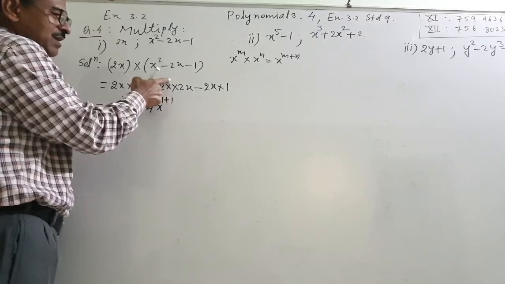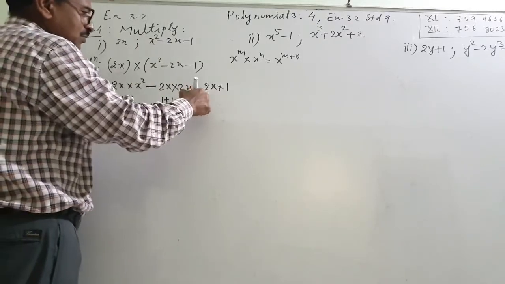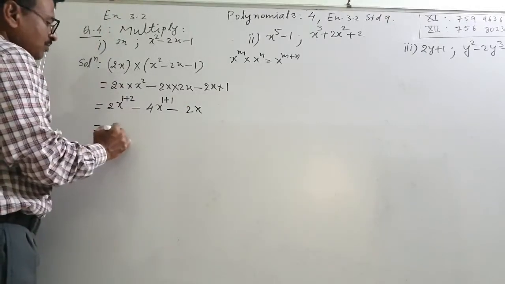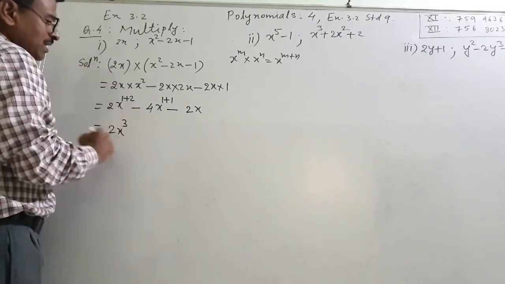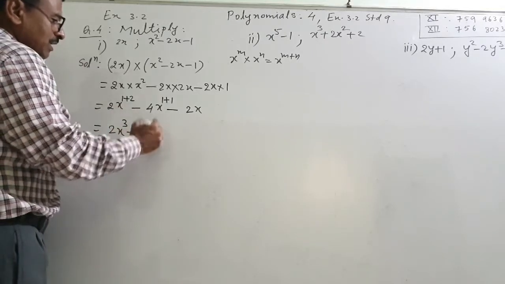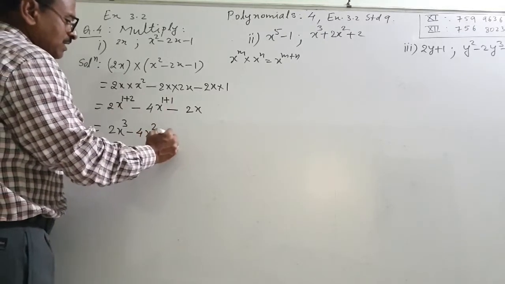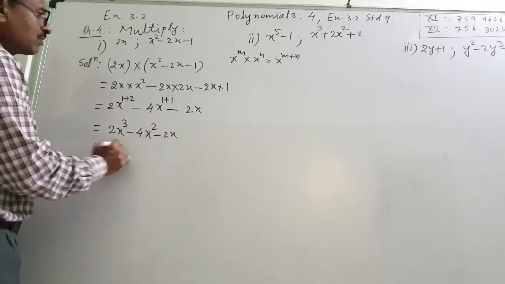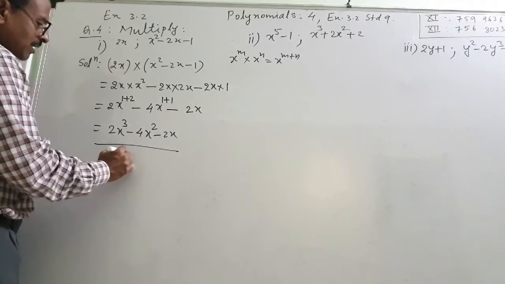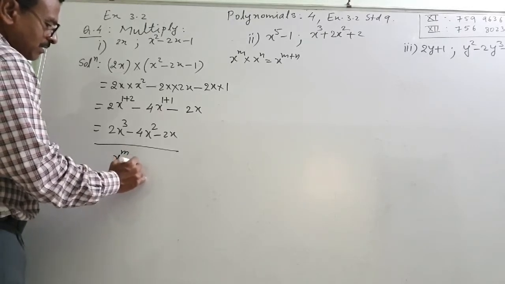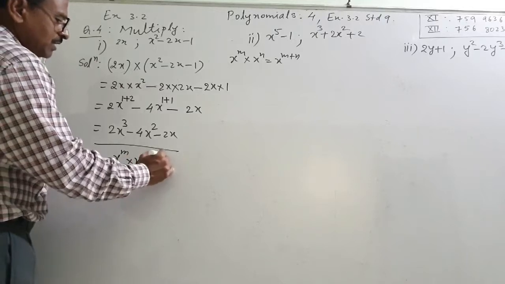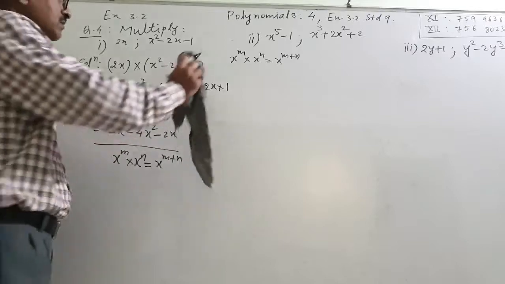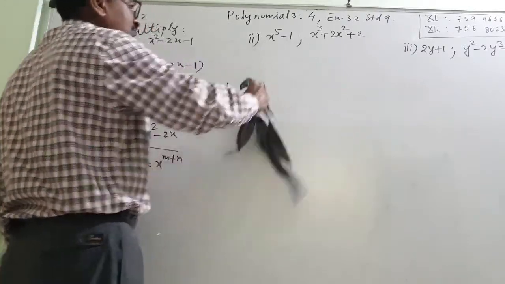The index is here 1, here 1. Minus 2 into 1 is 2 and x. So that is equal to 2 into x raised to 2 plus 1 is 3, minus 4, x raised to 1 plus 1 is 2, minus 2x, this is over. So here what is that rule? I will write here x raised to m into x raised to n is equal to x raised to m plus n, so that I can rub that. This is the multiplication rule.